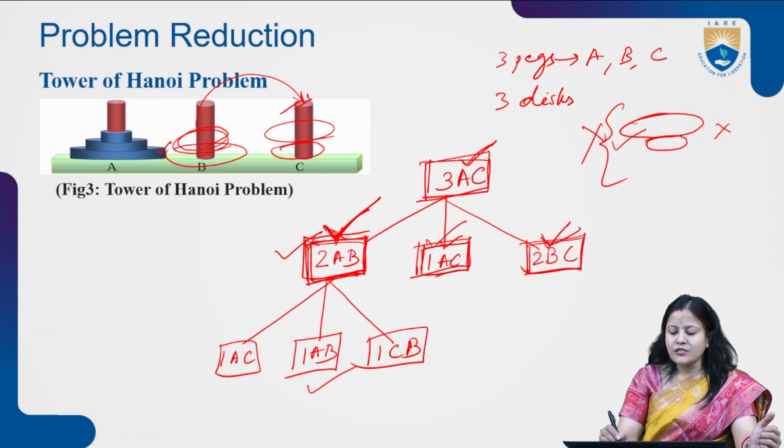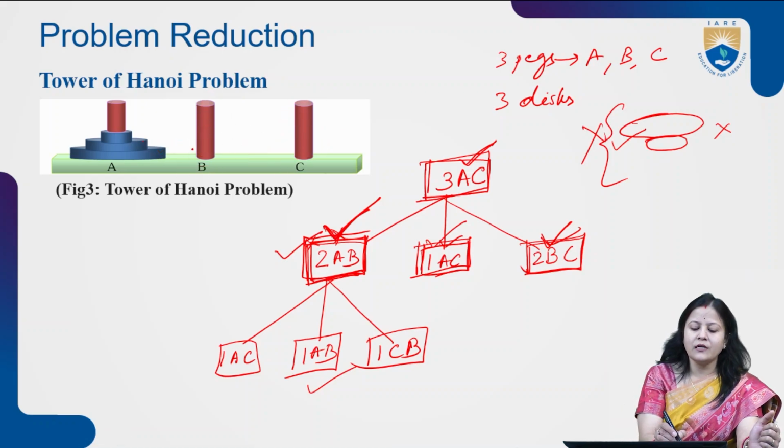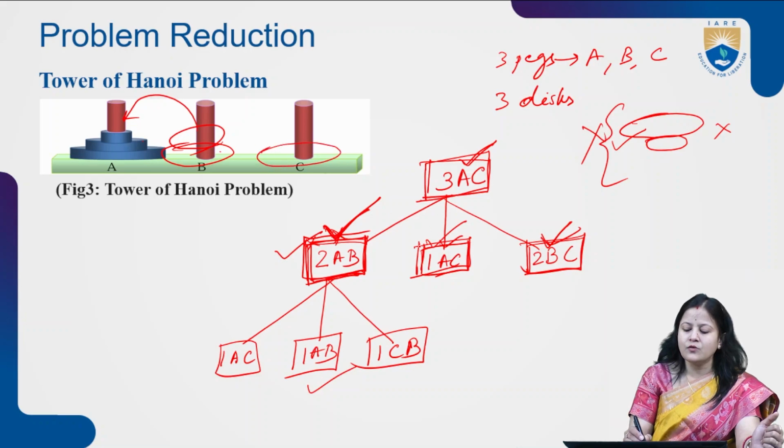To achieve 2BC, let me draw this one. First is the bigger one, then the smaller one. The smaller one I can transfer to A first, then the middle one. Already, when we did the operation 1AC, the last disk which was present over here is already on the peg C.